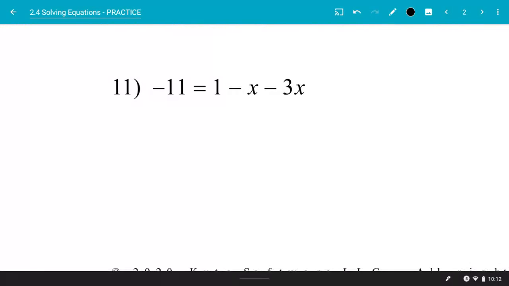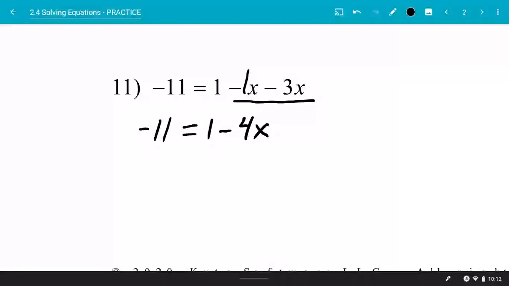Let's look at this 11th one here. I can start off. I see those 2 like terms. I want to start by combining them. Negative 11 equals 1 minus 4x. It's a negative 1x, right? And a negative 3x. Put those together, I get a negative 4x.